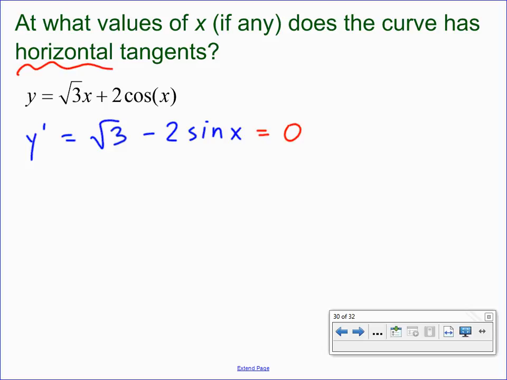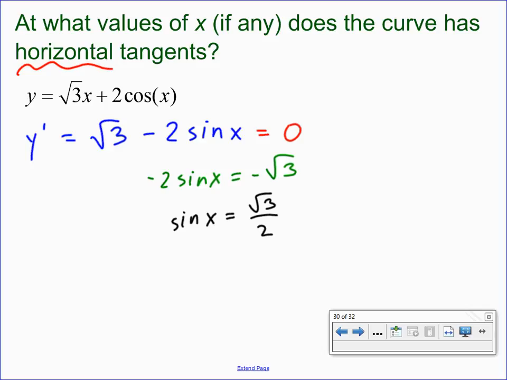So the key for horizontal tangents is that the slope of the original curve is 0. Therefore, if I set y prime, my expression that represents the slope of y anywhere along it, equal to 0 and solve for x, I'll find the x values of concern where the curve has horizontal tangents. We can solve that fairly easily. It looks to me like negative 2 sine of x equals negative root 3. Dividing, I get sine of x equals root 3 over 2, and isn't that nice?